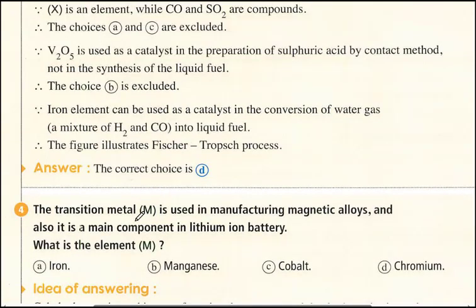The transition metal M is used in manufacturing magnetic alloys and is also the main component of the lithium ion battery. What is this element? Magnetic alloy: if it makes itself a magnetic alloy, it is not a catalyst, it is a magnet material, so it is iron or cobalt. Here, lithium ion battery, as we have said, one of its components is cobalt(IV) oxide, so it is cobalt. The correct answer here is cobalt.